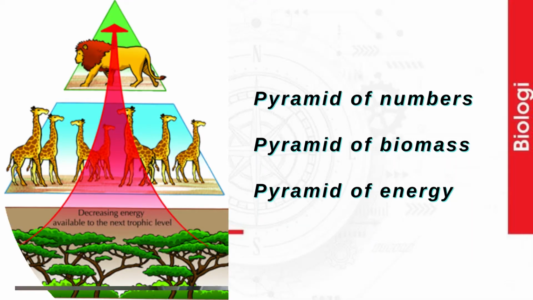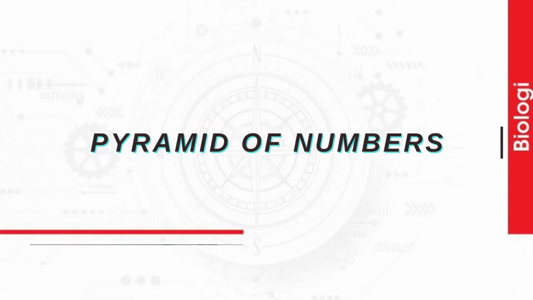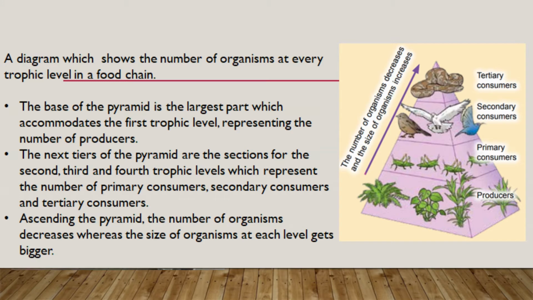So now, let's learn more detail about pyramid of numbers, pyramid of biomass, and pyramid of energy. The first one, pyramid of numbers. Pyramid of numbers is a diagram which shows the number of organisms at every trophic level in a food chain. The base of the pyramid is the largest part, which accommodates the first trophic level, representing the number of producers.